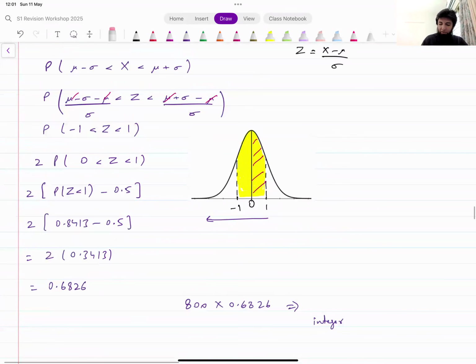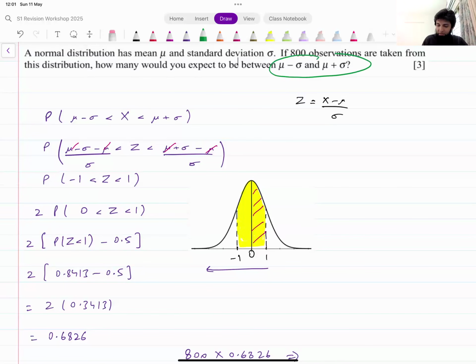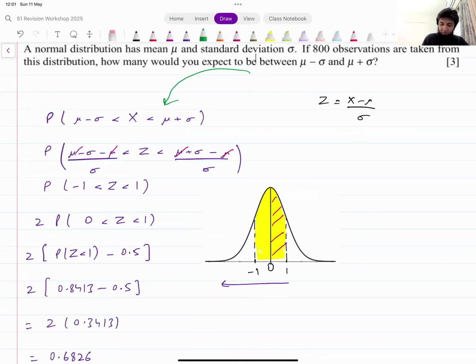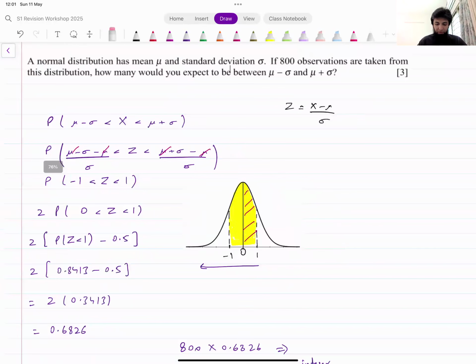So if you have something like this, don't just leave it as it is, and don't think it's very difficult. Just input it in the formula and things will start canceling out themselves. Okay, all right, let's move on.